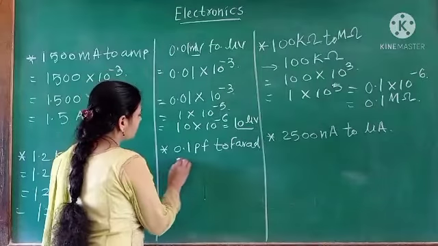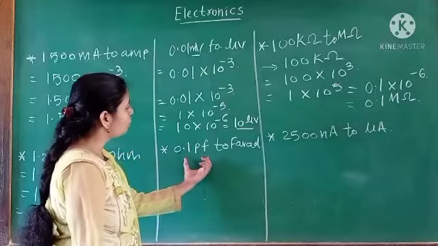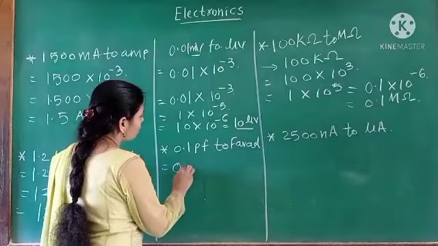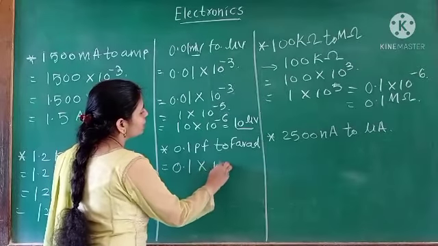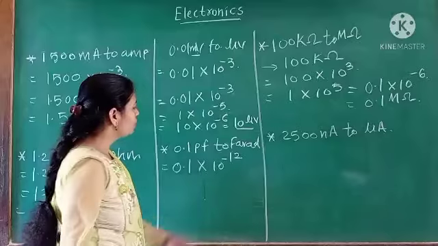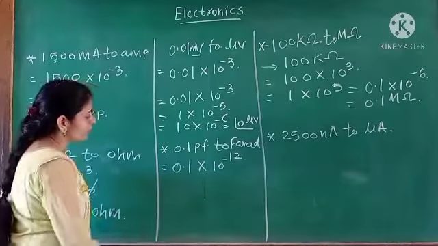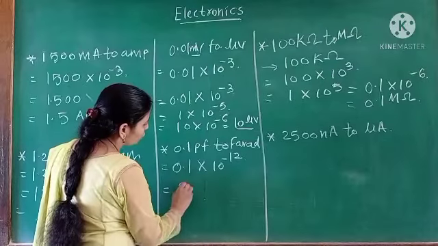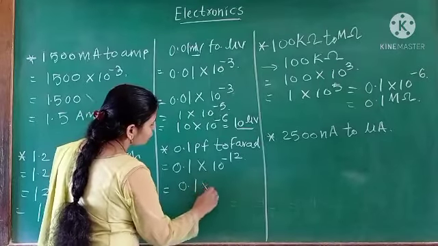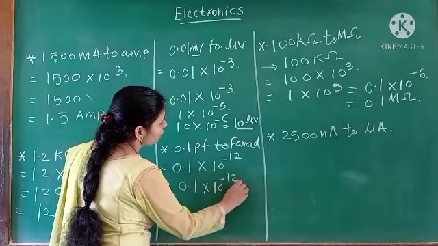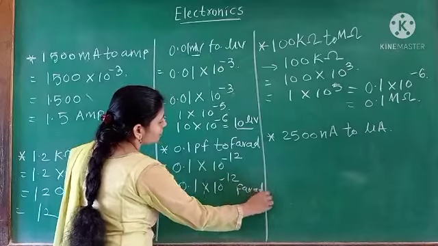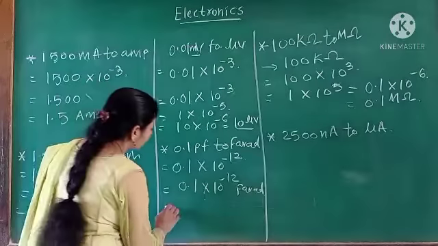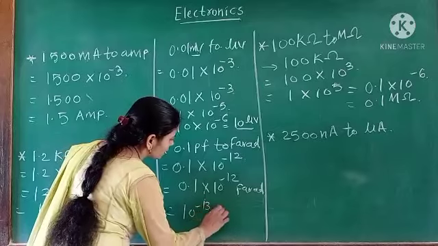In this, 0.1 picofarad, we have to convert this into farad. So as we know, pico means 10 raised to minus 12. So we have to multiply the number with 10 raised to minus 12. Okay. So this is the answer that we got, 0.1 into 10 raised to minus 12, and it is what? It is in farad. Or you can do the calculation and you get the answer. Or you can write it like this also, 10 raised to minus 13 farad.